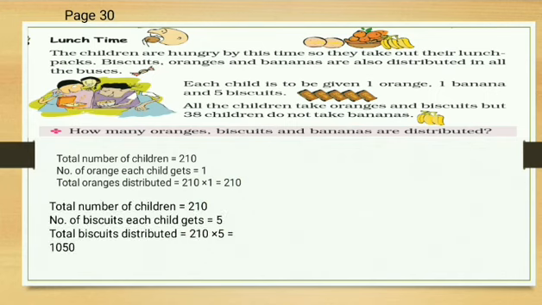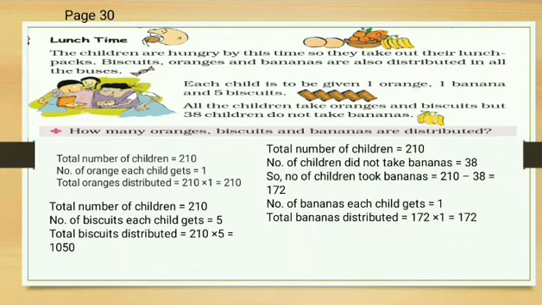Now we will find how many biscuits were distributed. The number of biscuits one child got was 5. So total biscuits distributed will be total number of children multiplied by 5. So we got 1050 biscuits were distributed.